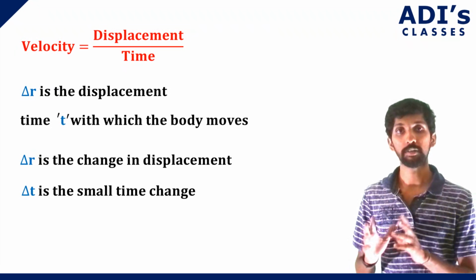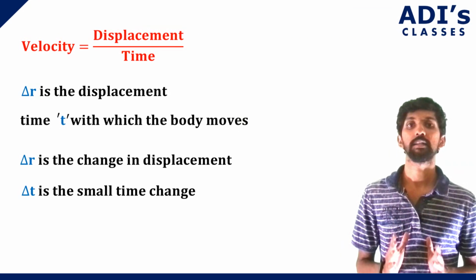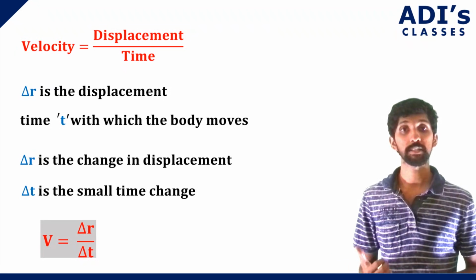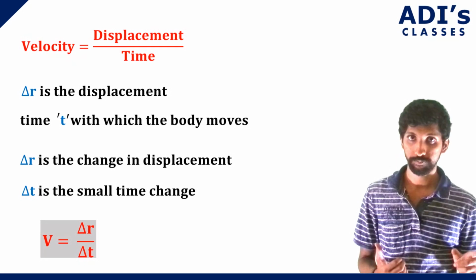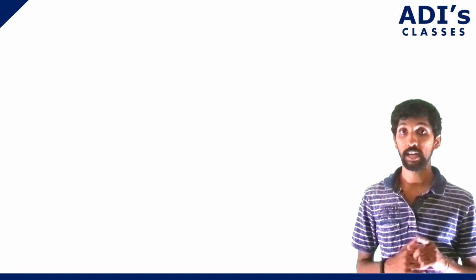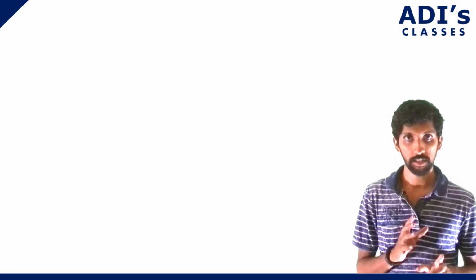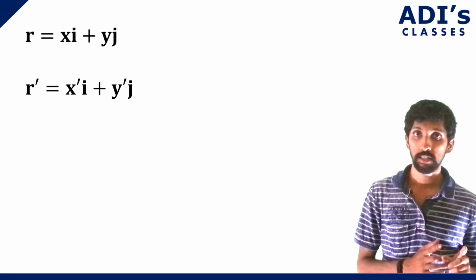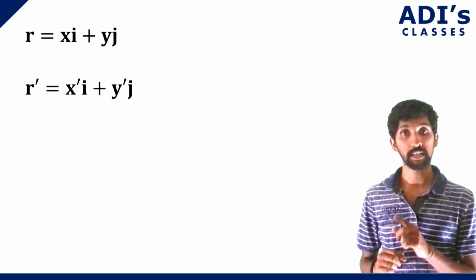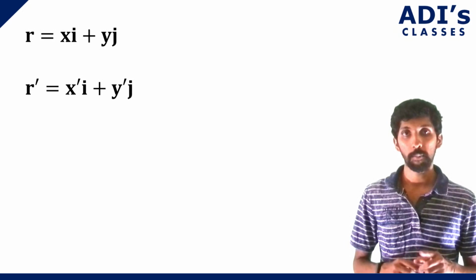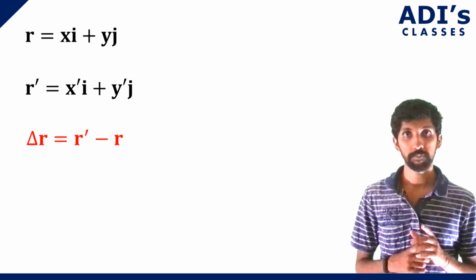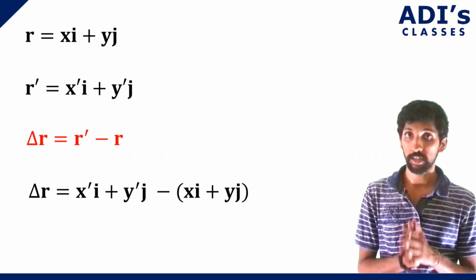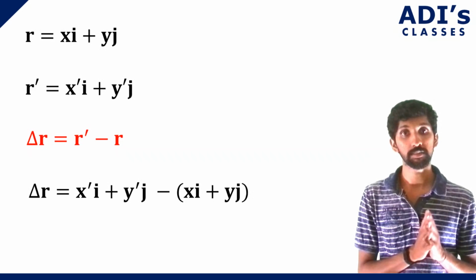Now coming to the delta r value. When the position vector r was xi plus yj, and r dash was x dash i plus y dash j, right? Now delta r is basically r dash minus r. So we get x dash i plus y dash j minus of xi plus yj, right? So you will get x dash minus x into i plus y dash minus y into j.